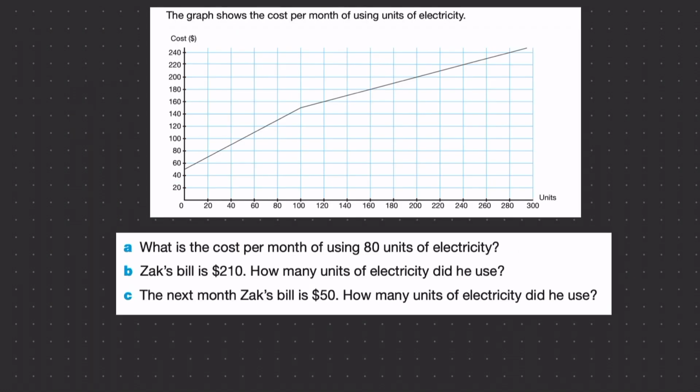So this is the first example question. I've chosen this one because it's a nice example that shows not all of the conversion graphs are necessarily one straight line, and they're not necessarily lines that pass through the origin. We can see that the first straight line section actually crosses the y-axis at around $50, and the gradient in fact changes when we get to the second line. So let's have a go at answering this question here together.